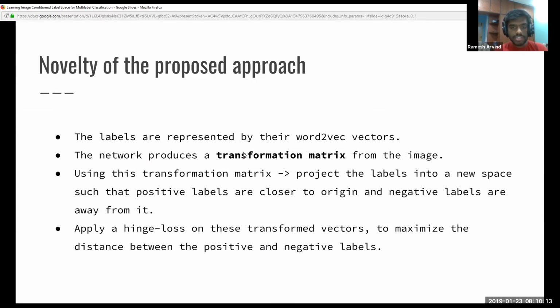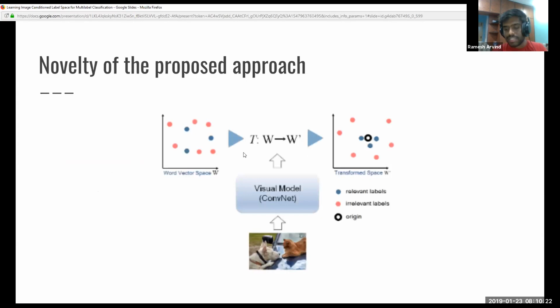And this transformation matrix is applied to your word-to-vec space, and you project all of your labels into a new space. You can see it from this diagram. You take the image, you pass it through the CNN model, and you get a transformation matrix as output. And you apply the transformation matrix on the entire word-to-vec space for each of your labels. Say you have 15 labels, you apply this transformation matrix for those 15 labels, and you'll get a new embedding for all of your 15 labels.